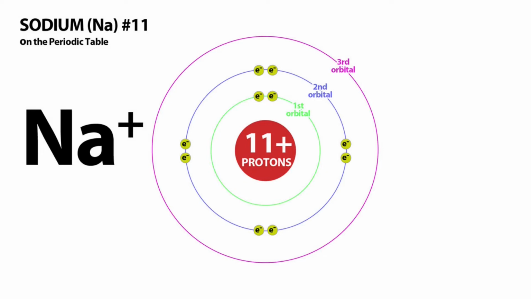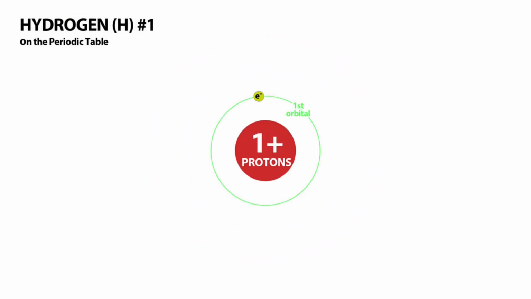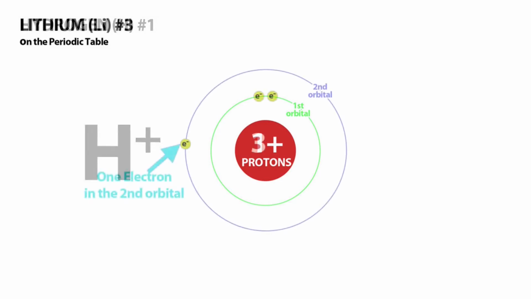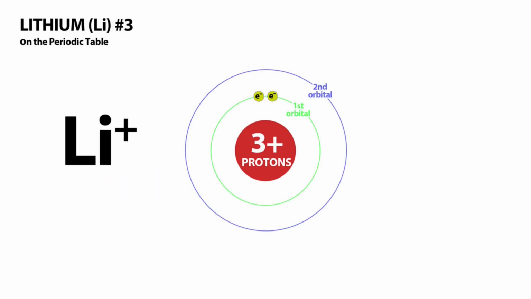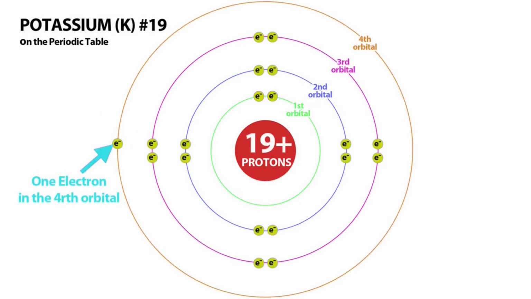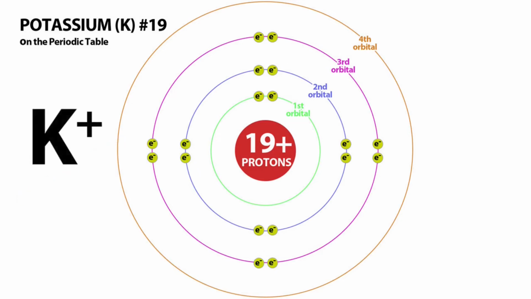Similar to sodium are hydrogen, lithium, and potassium. Hydrogen number 1 has 1 electron in its neutral form. If it loses this electron, it attains a stable configuration of 0 electrons and becomes a 1 plus cation. Lithium number 3 has 3 electrons when neutral and can lose one of its electrons to attain a stable configuration of 2 electrons. And potassium number 19, with 19 electrons in its neutral form, can also lose 1 to attain the stable configuration of 18 electrons.